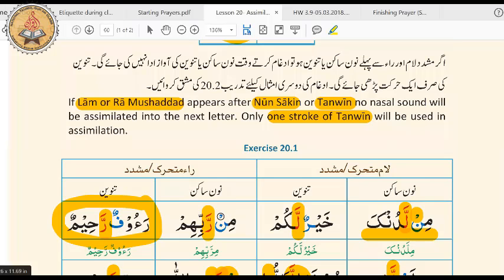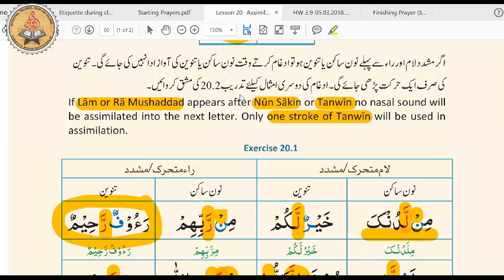Sakin, do you know what a sakin is? No. Okay, a sakin, do you see where I just highlighted? Is this sign on top of this noon, where I'm circling around it? Yes. This sign is called a sakin. So, like you said, before this ra, was there a noon with that sakin sign on top of it? No, right? It's a fa, isn't it? Yeah?